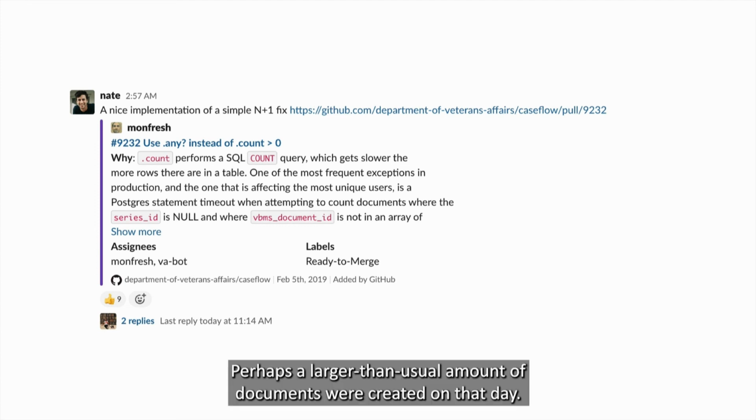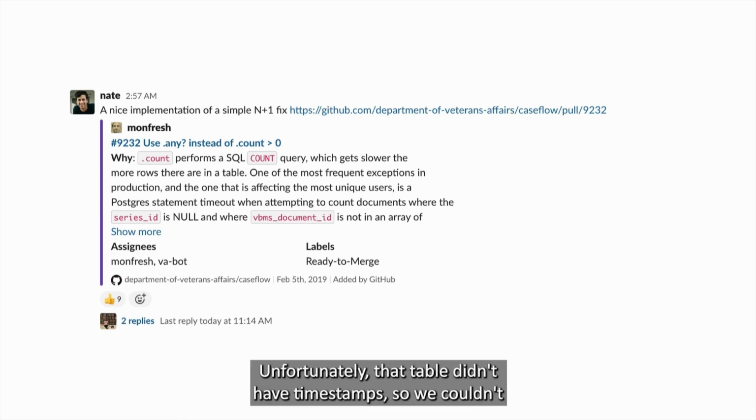Perhaps a larger than unusual amount of documents were created on that day. Unfortunately, the table didn't have any timestamps, so we couldn't easily tell how many documents were created at any given time.